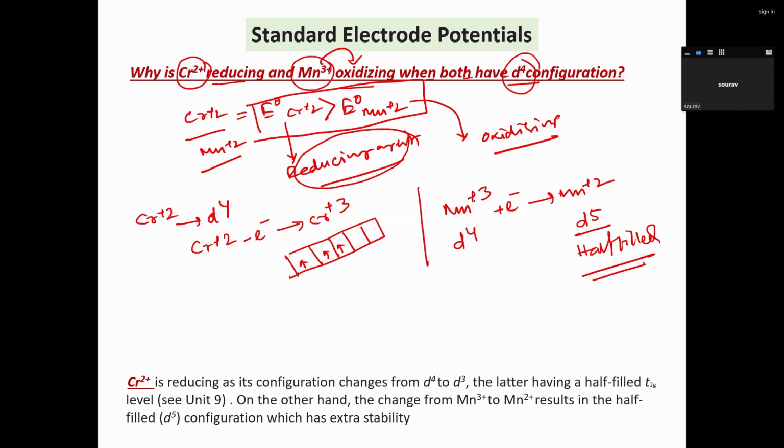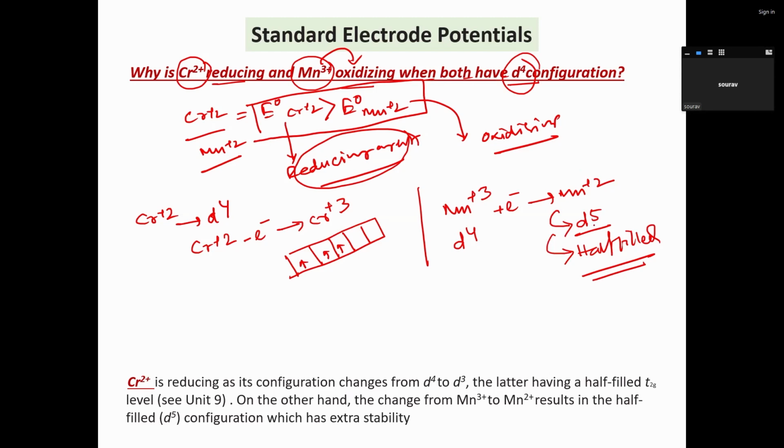Okay. So that's why Mn plus 3 easily oxidizes another body and is itself reduced, because when the Mn plus 3 is oxidizing another body, it is forming this Mn plus 2, since it is taking one electron from the other body. Then the electronic configuration is d5, and it is half filled.